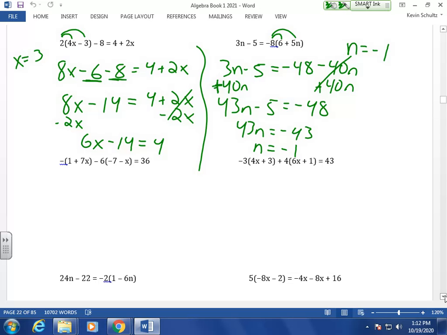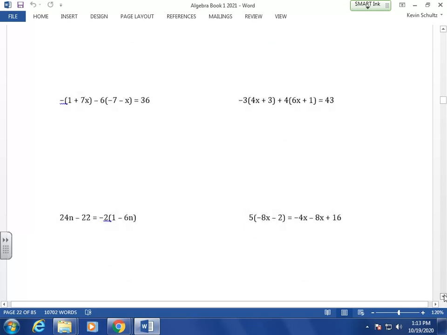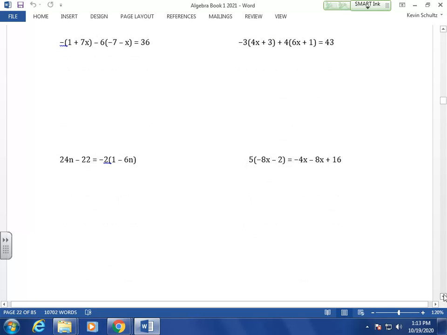All right. The last 4. Did we do 2 of these together or just the bottom right one? Just the bottom right? Okay. All right. That first one, x is 5. And this one, x equals 4.